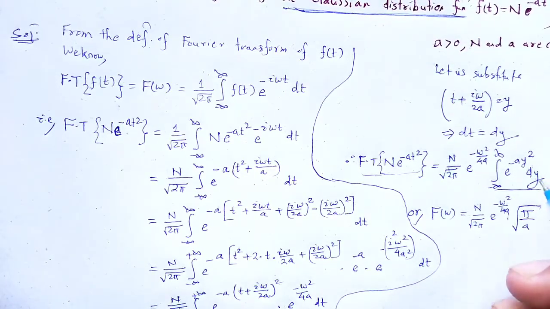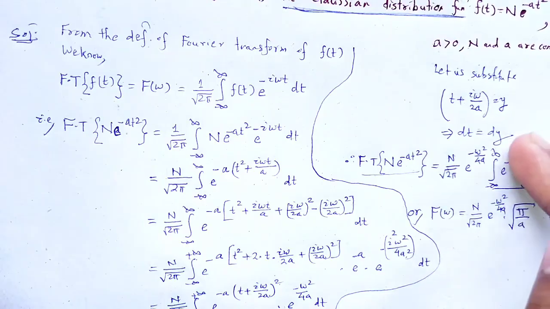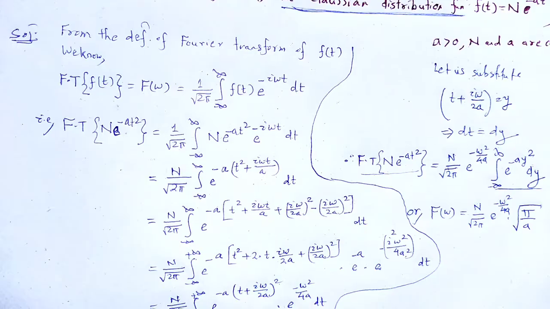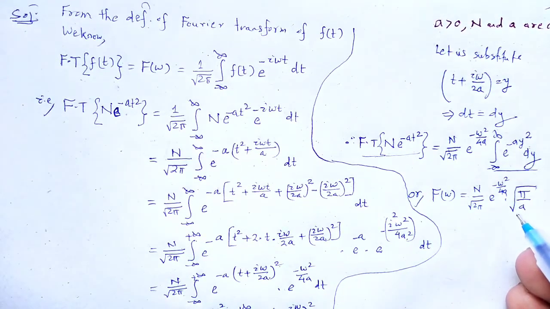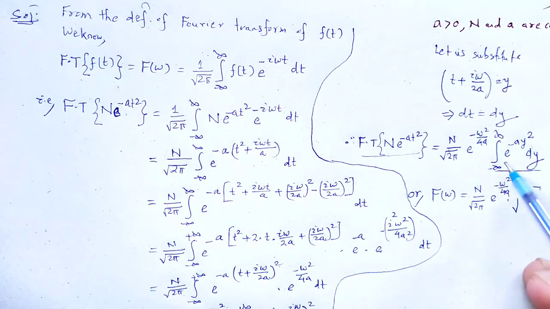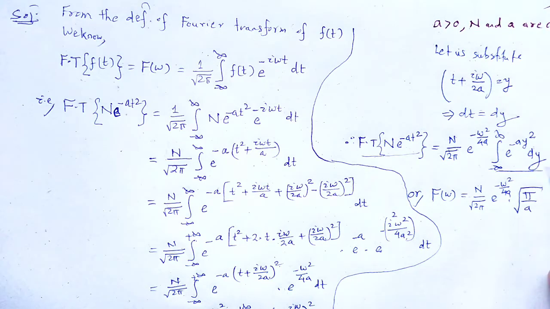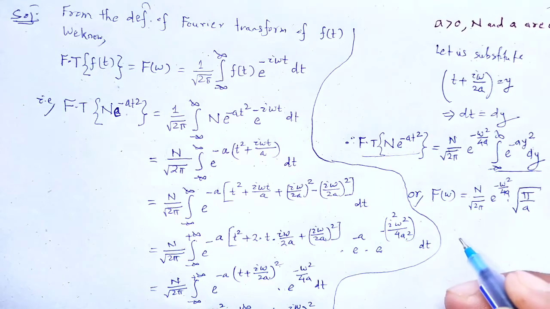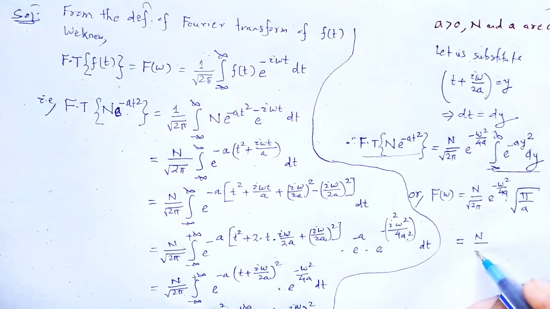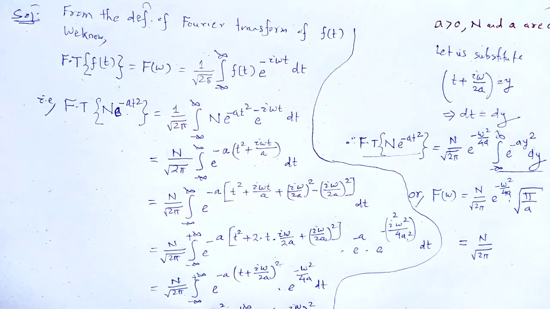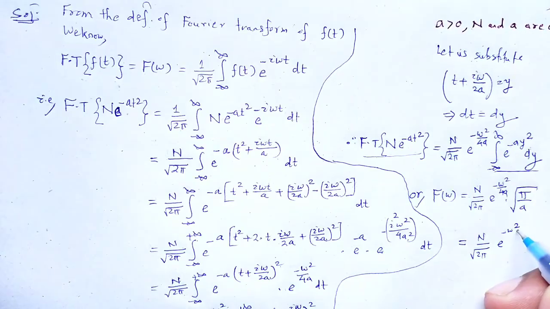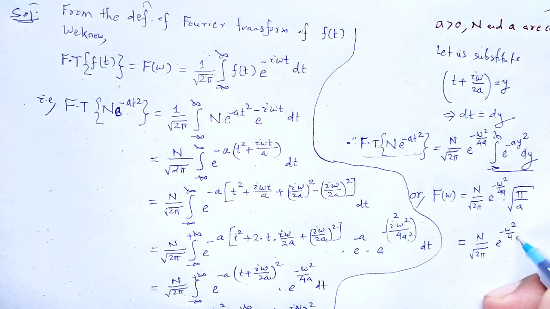As we studied, the standard integration results as under root of pi by a. We can also use the gamma function to evaluate that kind of definite integral, which gives n divided by under root of 2, e to the power minus omega square divided by 4a.